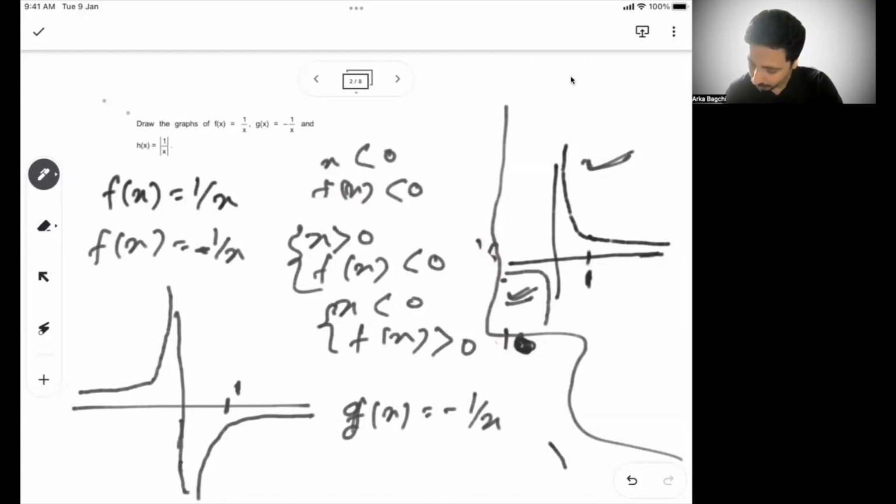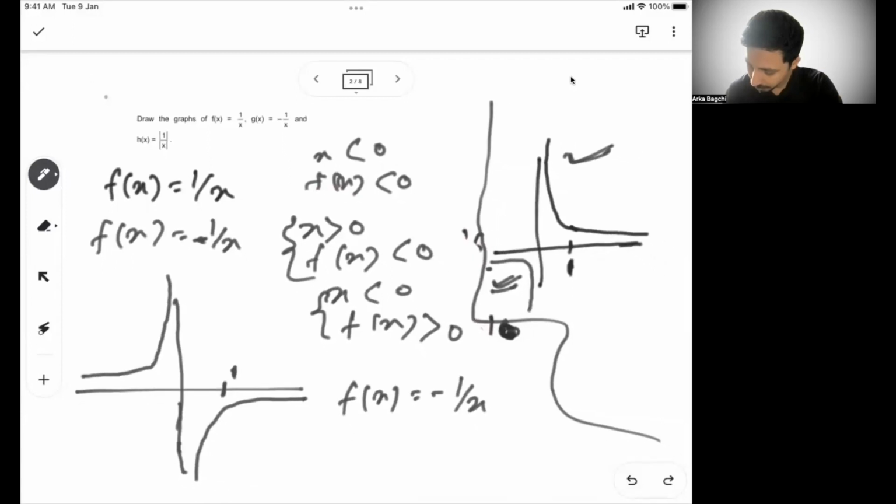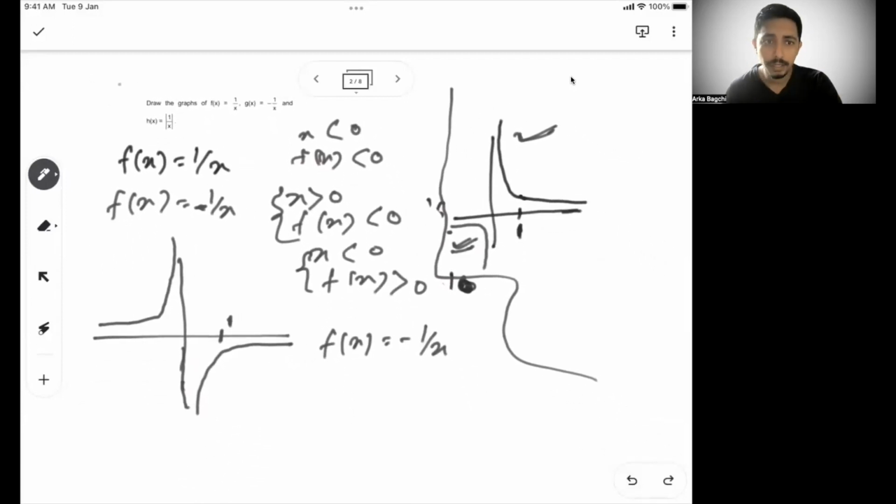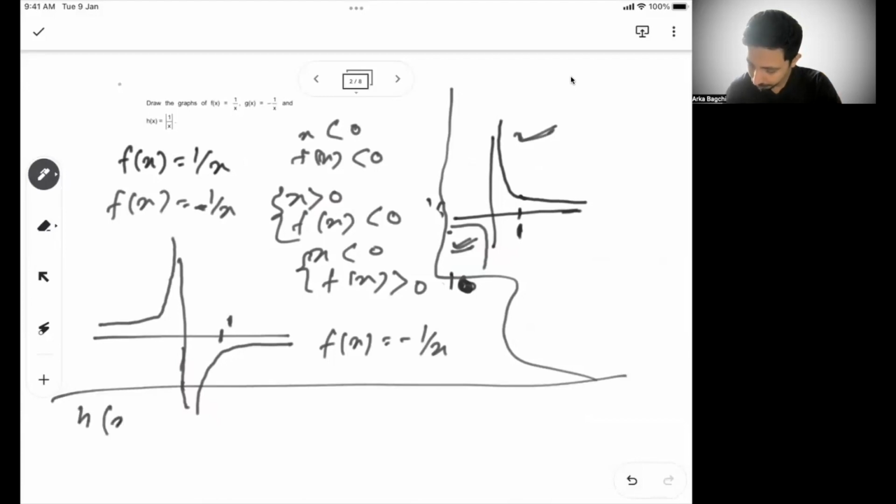Okay. Now, the last part is on h(x) = 1/x. So now if I have h(x) = |1/x|, what will change? It will change from here. There will be no negative part. So there will be no negative value. x can be negative, but for that y will be positive.